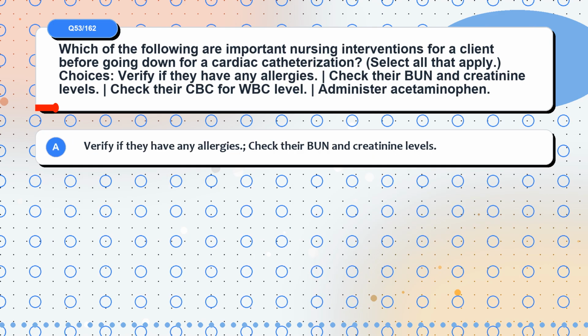Question 53. Which of the following are important nursing interventions for client before going down for a cardiac catheterization? Select all that apply. Choices. Verify if they have any allergies. Check their BUN and creatinine levels. Check their CBC for WBC level. Administer acetaminophen. Here are the options. Option A. Verify if they have any allergies. Check their BUN and creatinine levels.